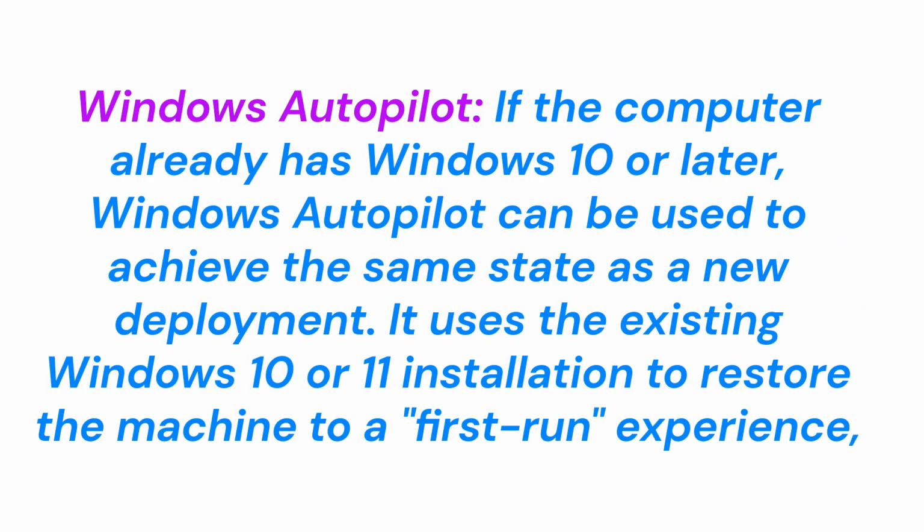Windows Autopilot. If the computer already has Windows 10 or later, Windows Autopilot can be used to achieve the same state as a new deployment. It uses the existing Windows 10 or 11 installation to restore the machine to a first run experience, but allows administrators to apply organization-specific configurations and even some types of apps. As most new computers come with Windows pre-installed, this enables organizations to achieve the same result as re-imaging for some scenarios without the need to deploy an entire image over a network, and reduces the number of custom images.